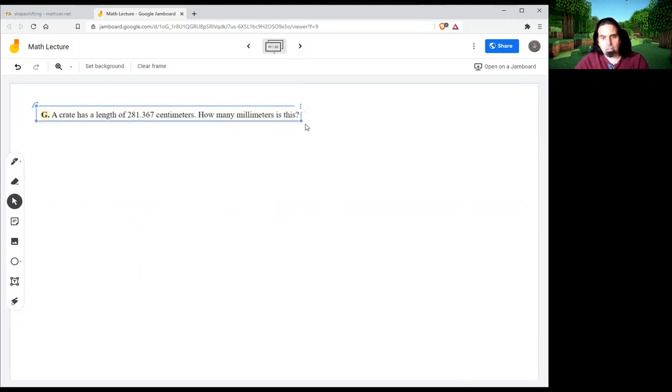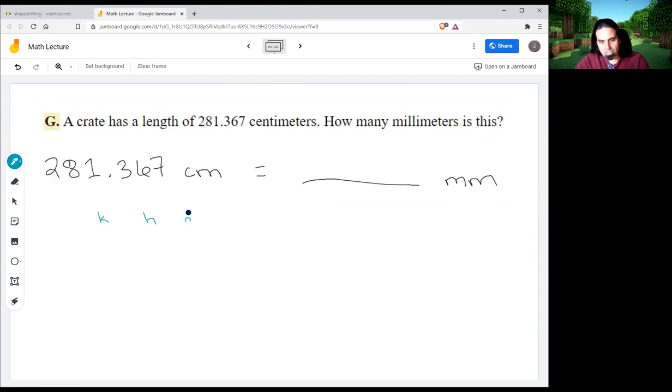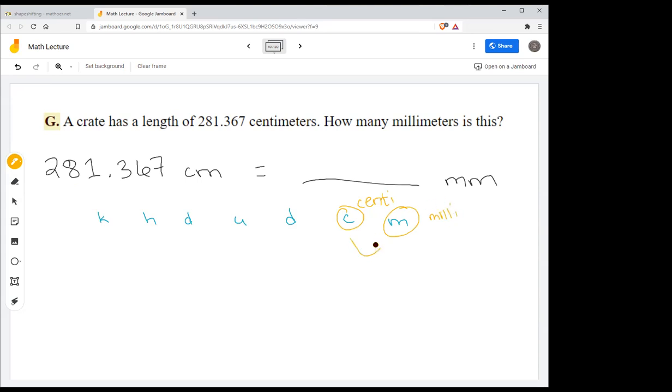Lastly, a crate has a length of 281.367 centimeters, and I want to go into millimeters. So I will write out my things. Filler, hobos, dance, under, dazzling, crystal, mobiles. Where am I starting this time? C. C, centa. And where am I going? M. M, milli. So 1 to the right.